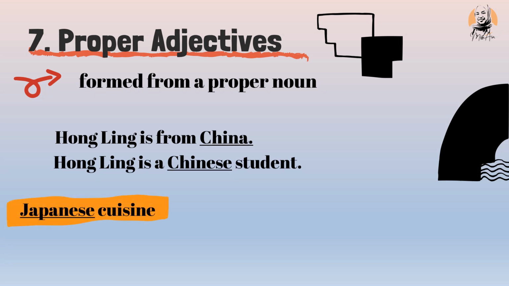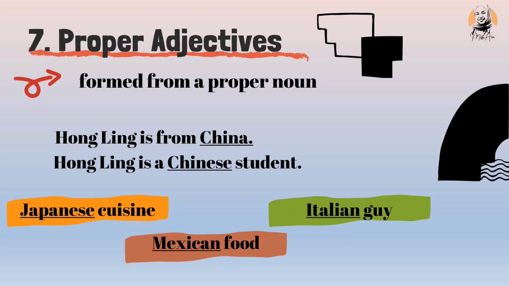Okay, let's look at the other example. Japanese cuisine. So you want to talk about the cuisine. Where is it from? It's from Japan. So Japanese cuisine. Mexican food. Italian guy, and Roman army. So we have come to the end of the lesson.